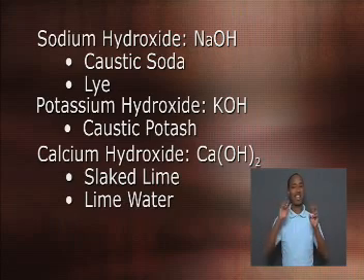Great work, everyone. Today, we learned about some of the common and indirect uses of sodium hydroxide, potassium hydroxide, calcium hydroxide, and ammonia. We also learned some of the alternate names for these bases. In our next lesson, we will learn about the preparation of salts. This brings us to the end of our lesson for today.